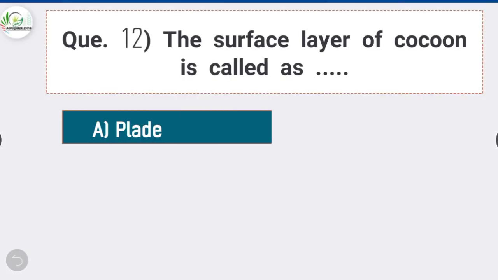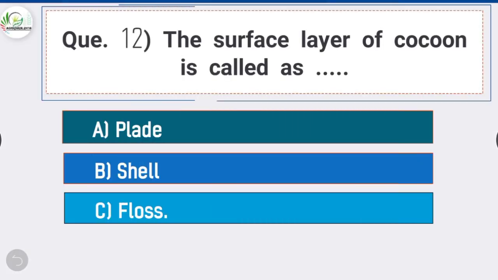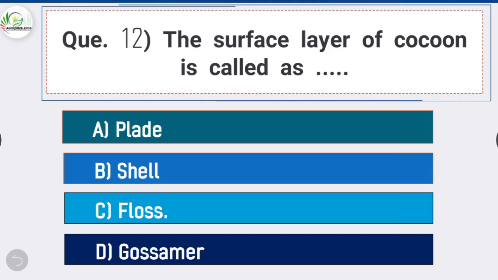Question number 12. The surface layer of cocoon is also called? And the correct answer is floss. The surface layer of cocoon is called floss.